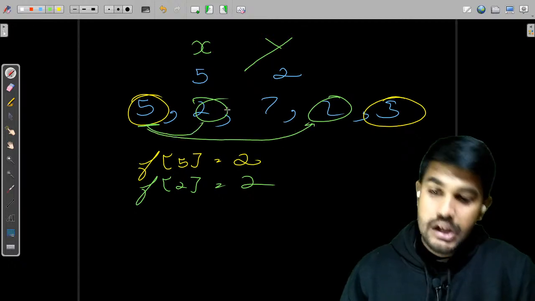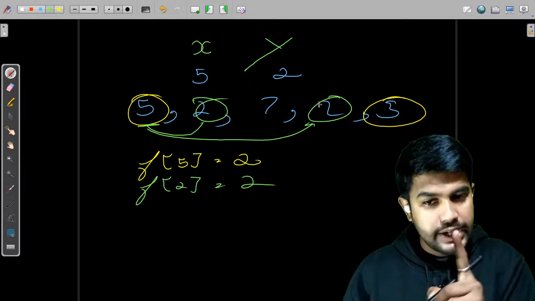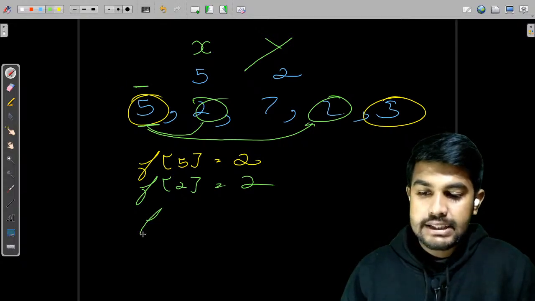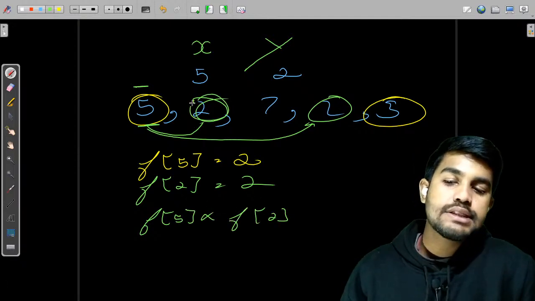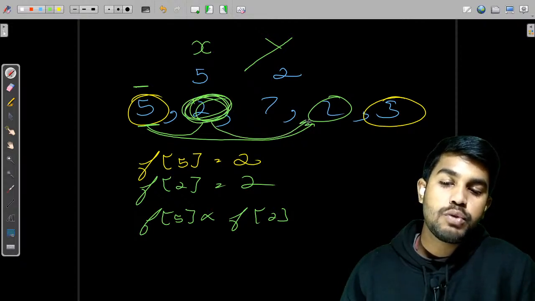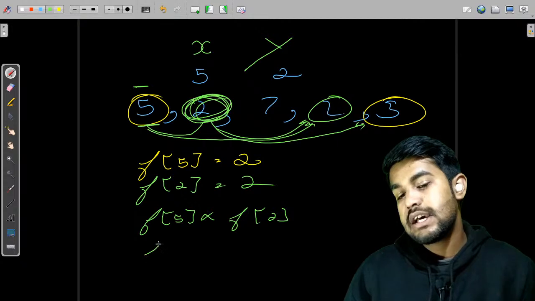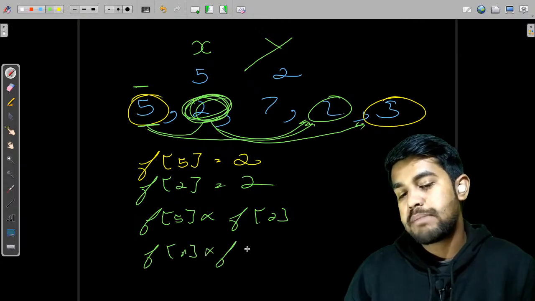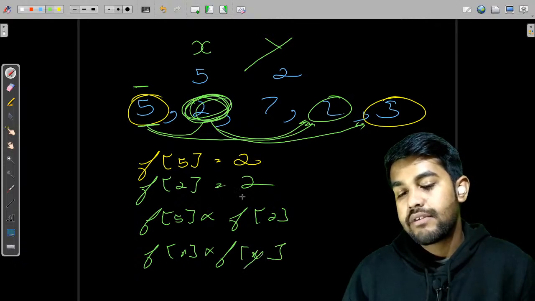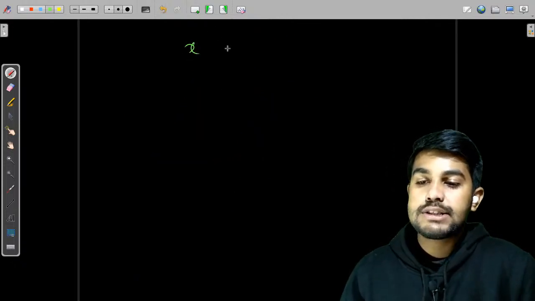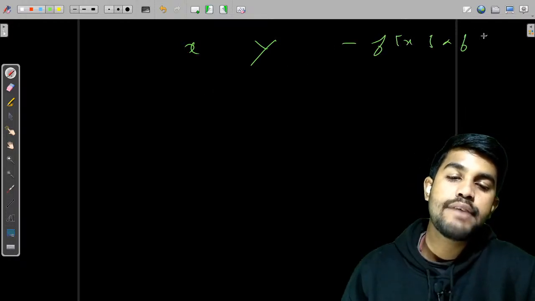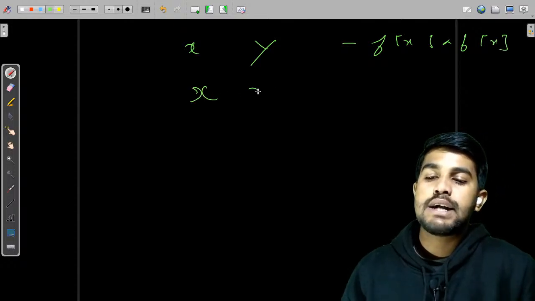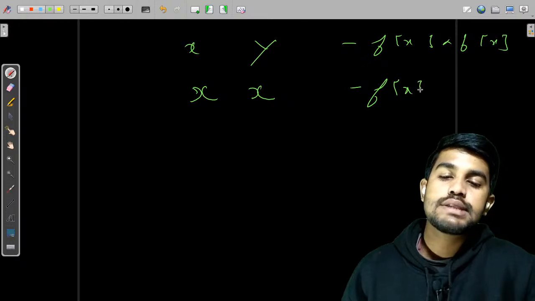So 2 and 2, both 2 is utilized from 1 1. So I can say that the frequency of 5 multiplied with the frequency of 2, and the same goes with this: the frequency of 2 multiplied with this, the frequency of 2 multiplied with this. So I can say the frequency of x multiplied with the frequency of y. Fair enough. So if the first part is equal to the second part, then we have f of x multiplied with f of x, and if the first part is equal to the second part, then f of x multiplied with f of x minus 1.